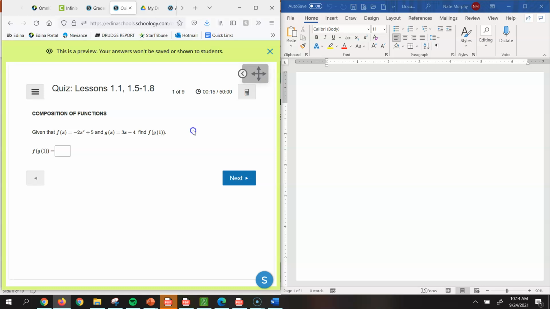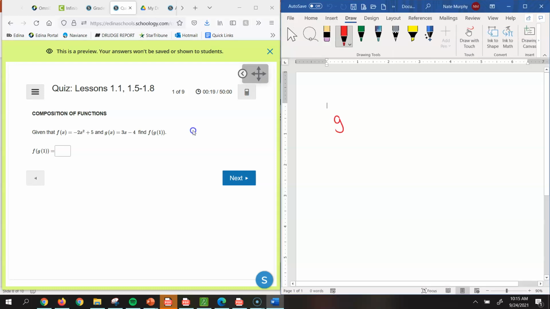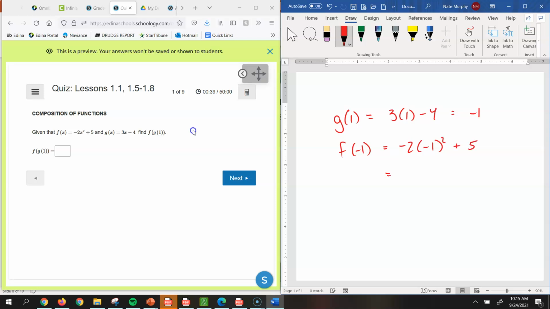So this first one is a composition of functions, and it's asking us to find f following g of 1. So it means I'm going to put 1 into function g first. This is one way we could do it. Take 3 times my input, which is 1, minus 4. When I do that, I get negative 1 as my answer. So then I'm going to put negative 1 into function f. Function f says to square the input, multiply it times negative 2, and then add 5. So when I square negative 1, that's a positive 1. Negative 2 times 1 is negative 2, and negative 2 plus 5 would just be 3. So that's one way we could go about doing this problem.